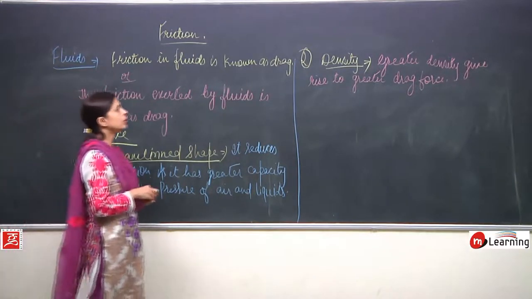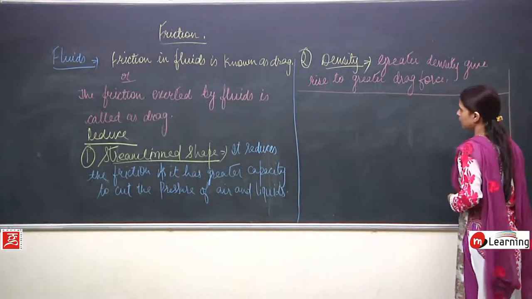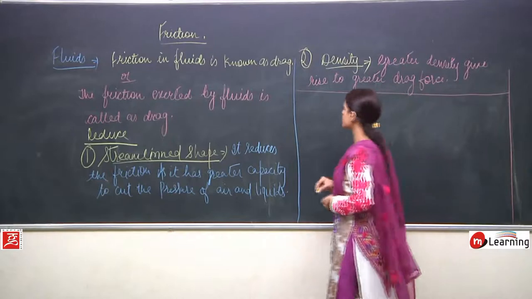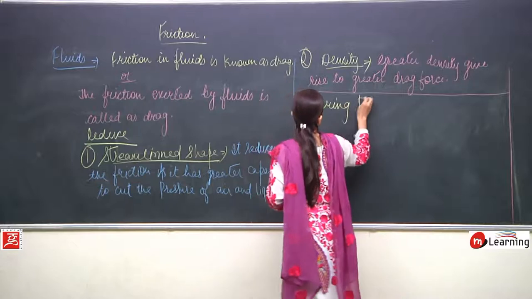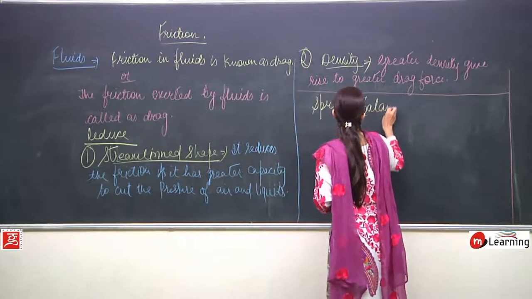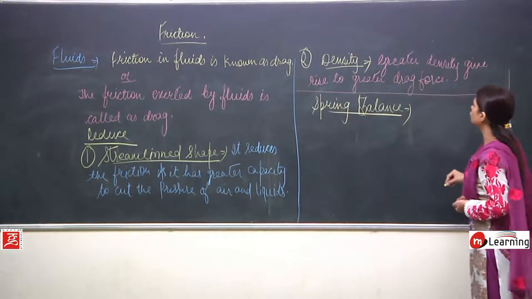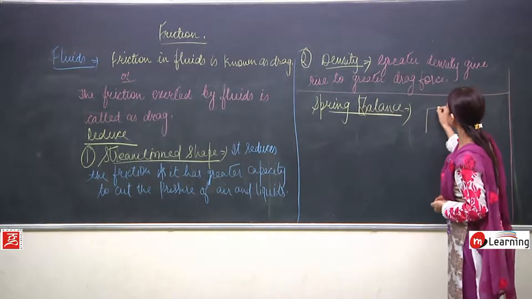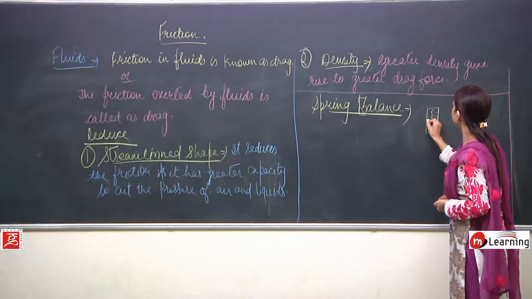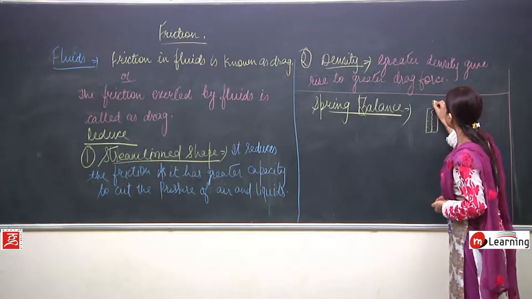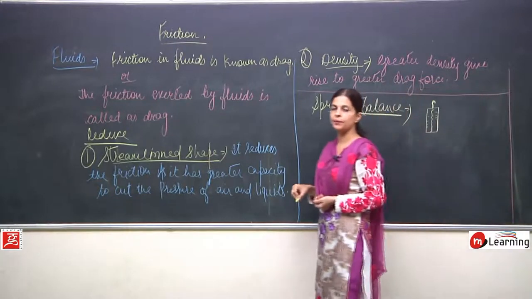Now there is a small topic which I think I'll be able to write over here. I will talk first of all about the spring balance. What is the meaning of spring balance, children? Spring balance is an instrument which has a spring in it, and here the readings can be taken. Here one hook is there with which it can be attached to any body.